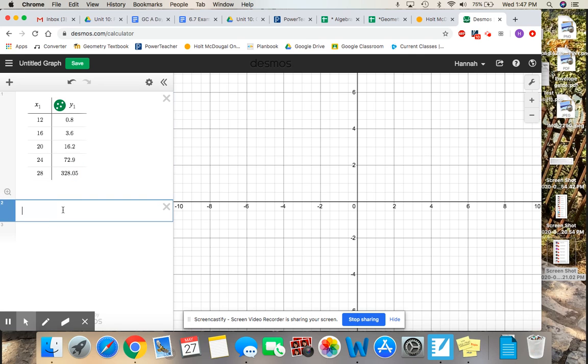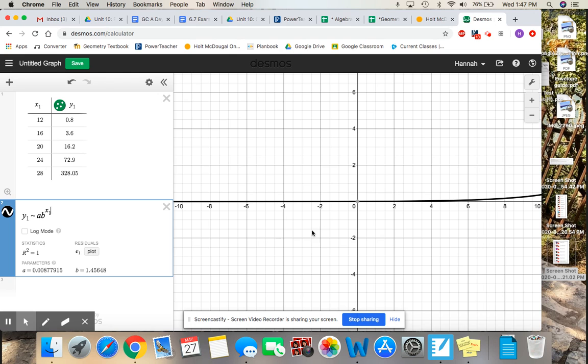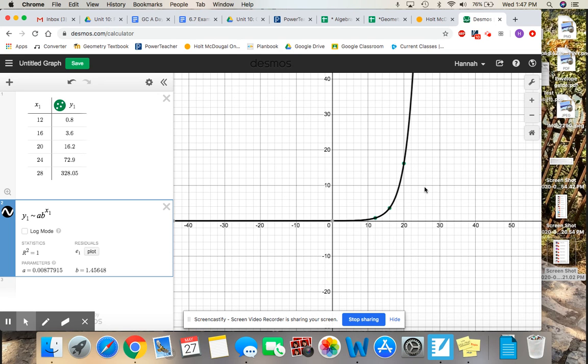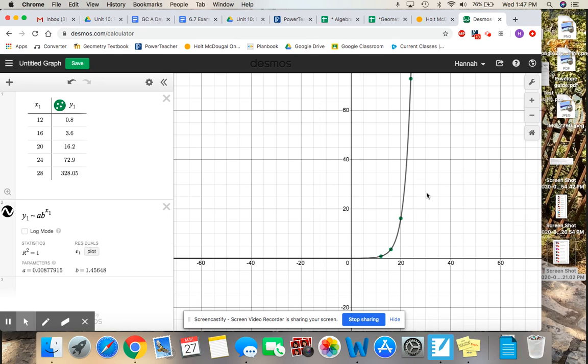Okay, so now that that's in, we're going to come down to the second box, and we're going to tell it to do regression. So the equation was y1, and then we need the squiggly to ab to the x1. Just like that. Notice how Desmos goes ahead and makes that graph for us, and it actually gives us the equation of the line. So we want to plug in for a and b. So we're going to use 0.008777915 for our a value, and then 1.45648 for our b value.